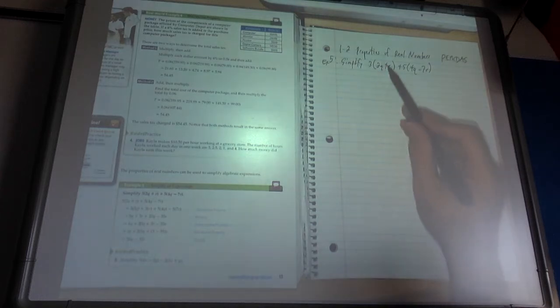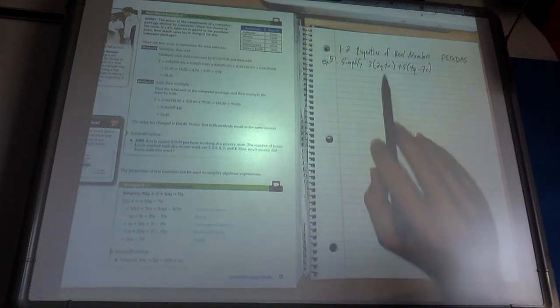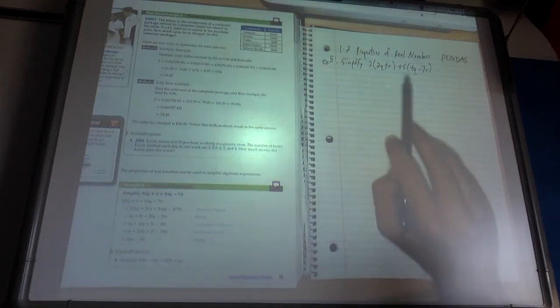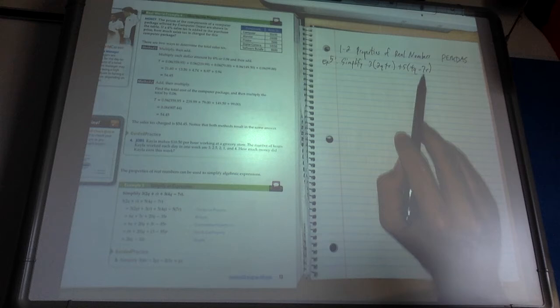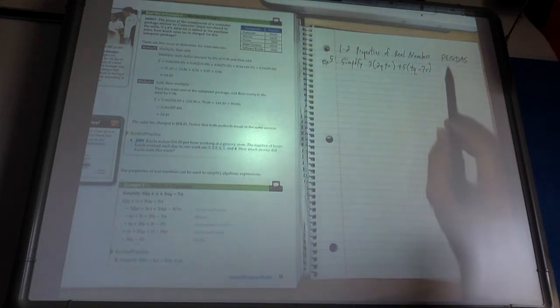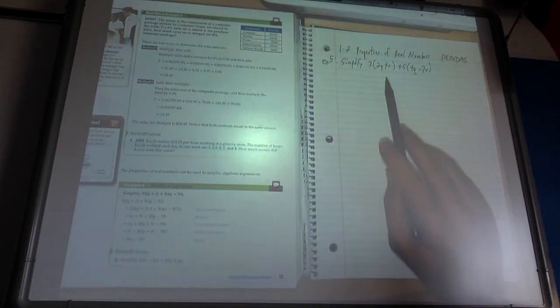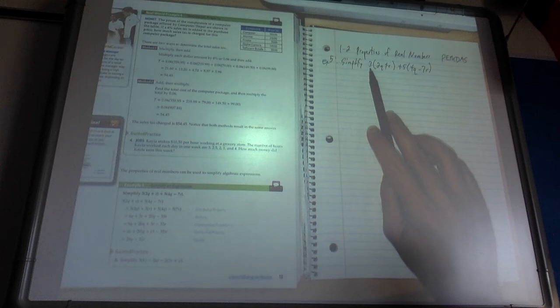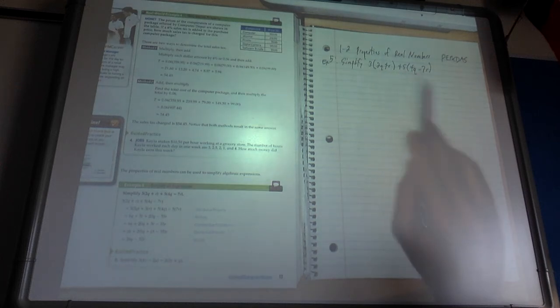When I look in this parenthesis, when I look in this parenthesis, they are not like terms. Q's and R's cannot be added or subtracted because they're not like terms, or they don't have the same last name. So we leave them alone. I don't have any exponents. I do have multiplication. I actually have it twice. Distributive property says I have 3 times this set of parentheses, and then I've got positive 5 times this.